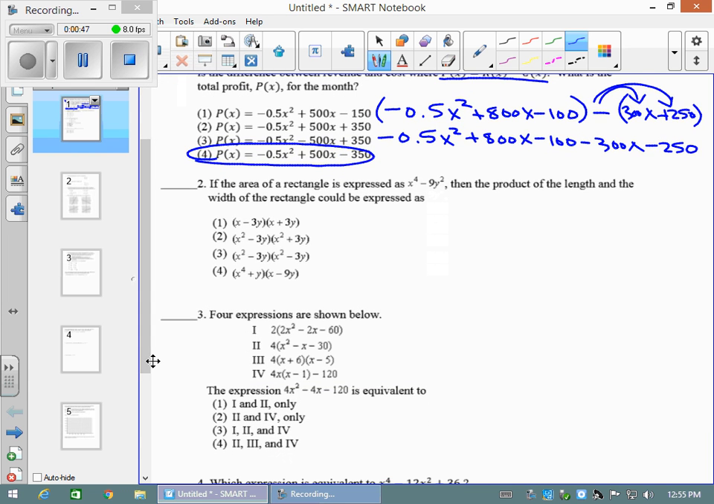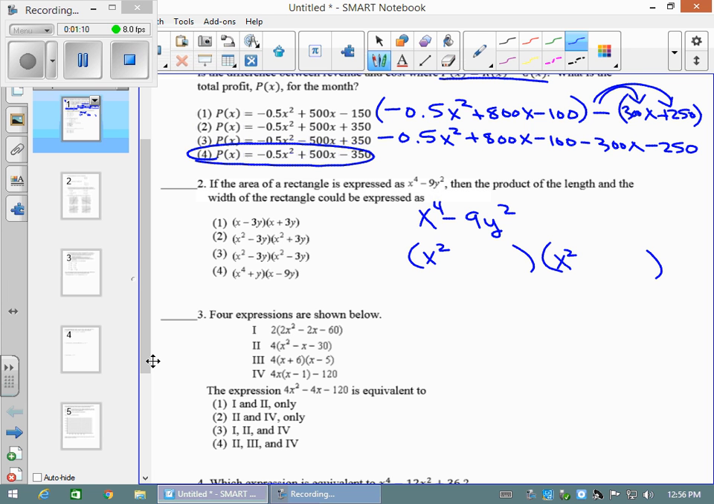When you look at question 2, we want to factor x to the 4th minus 9y squared. There's no GCF. All of these terms are perfect squares. There's a subtraction sign in the middle. So this is difference of two perfect squares. So you want to think what times itself is x to the 4th. That would be x squared times x squared.